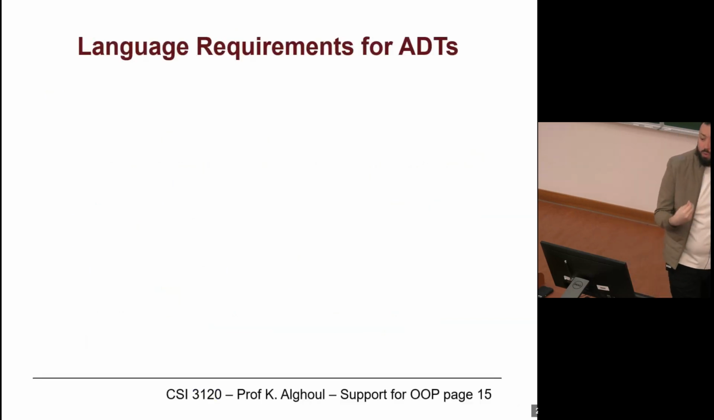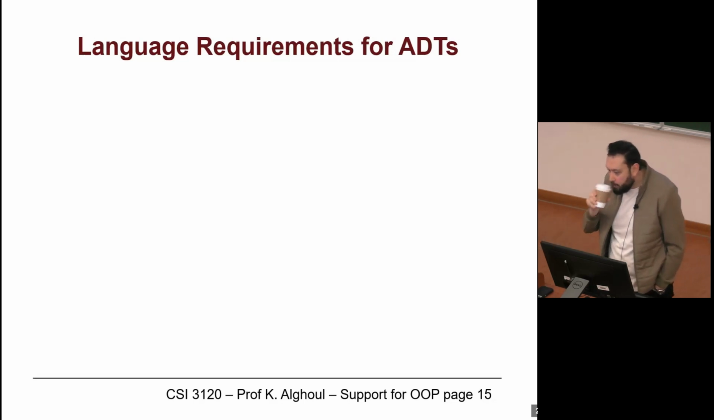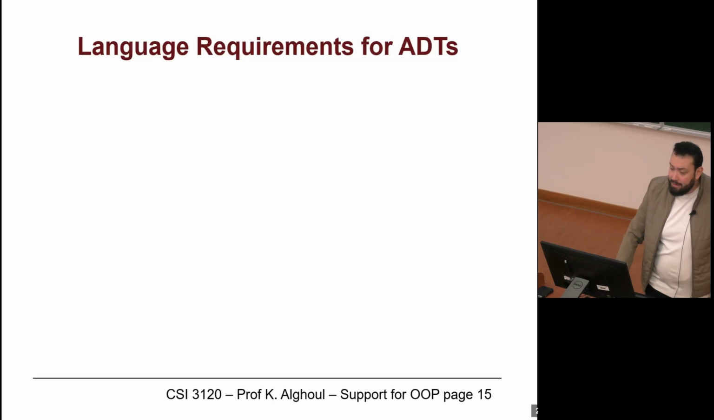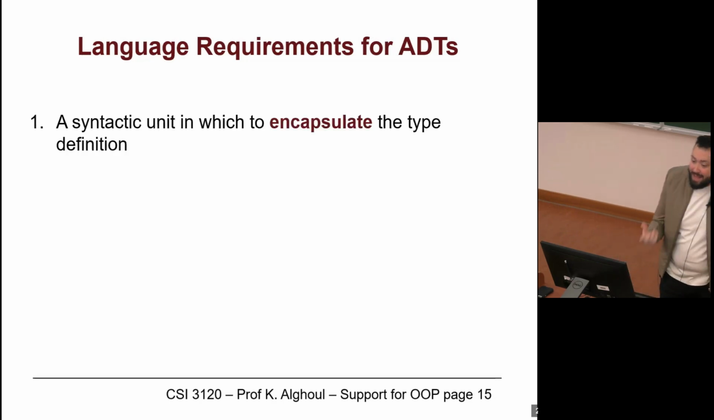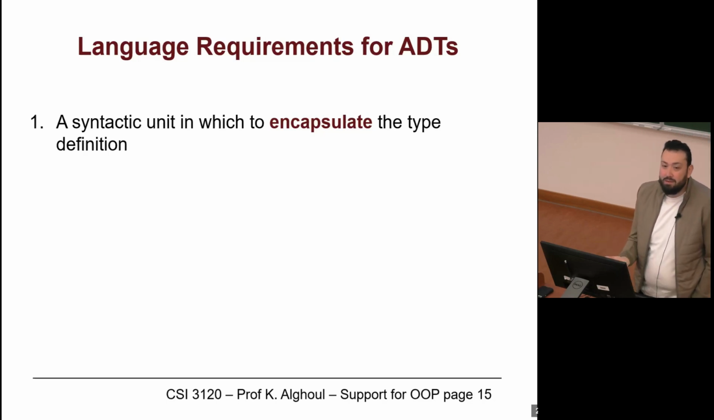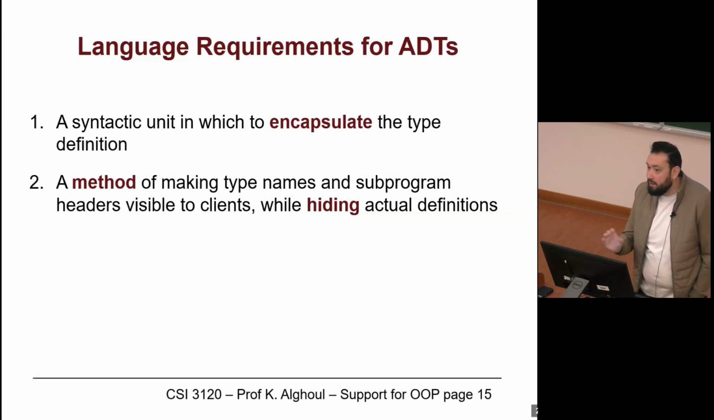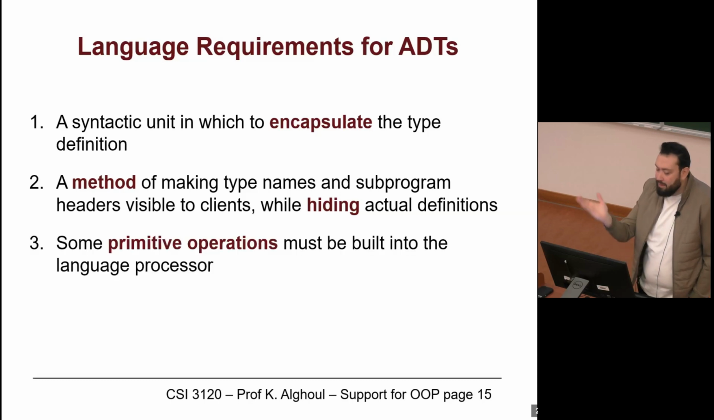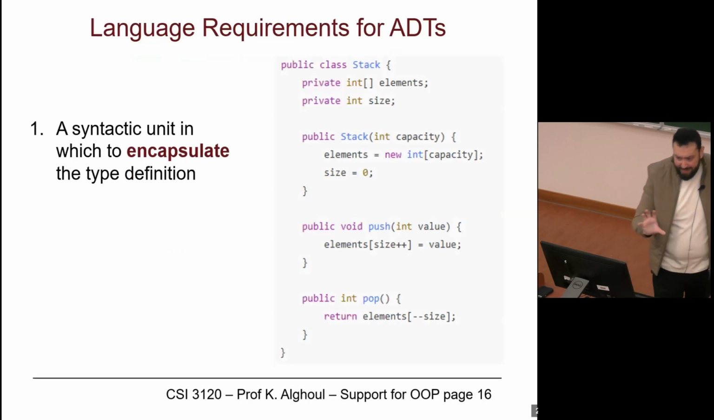Now, what are the language requirements for the abstract data type? Again, we covered this a bit when we were giving the examples. We said we need a syntactic unit in which to encapsulate the type definition. What examples of this can be? We're going to check it, and then we need methods, right? So for the methods, we need to decide if these methods need to be hidden or public. And then also we have the primitive operations, which is a normal thing, you know. So let's take the first one.